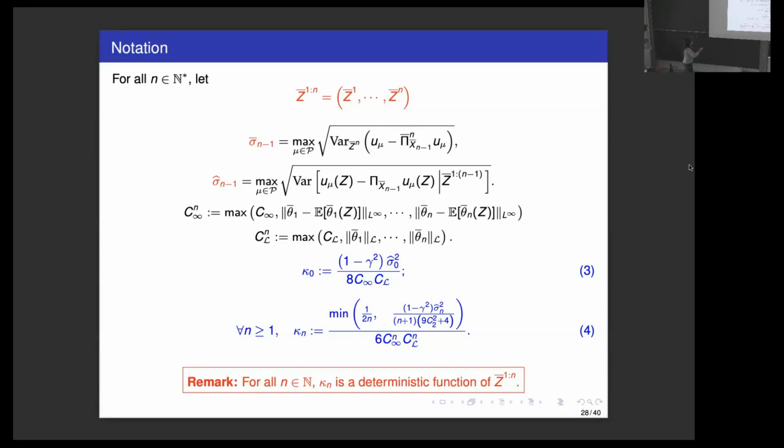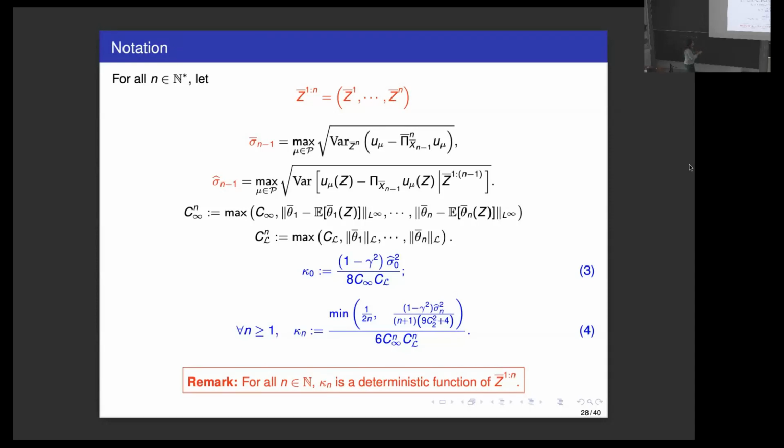Here I need to introduce two different quantities. Sigma bar of n minus 1 is the maximum over all parameter values of the error between u mu and its approximate projection, measured in terms of the empirical variance associated to the nth sample set. What appears here are empirical variances associated to Z bar n. And sigma hat n-1 is the same kind of error, except that here you use true variances. So these are computable, while those cannot be computed in practice.